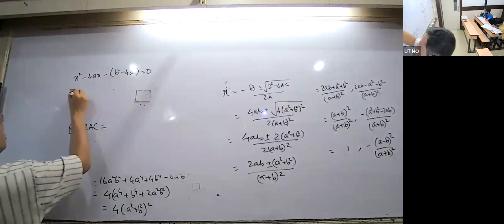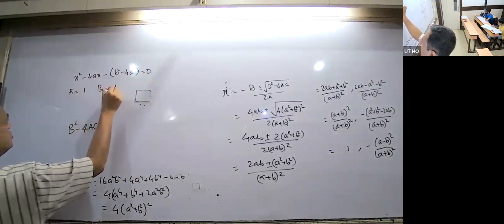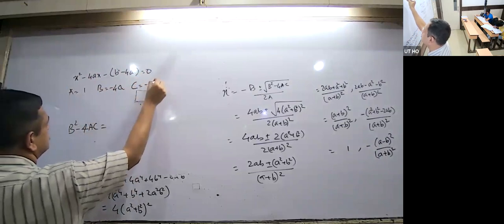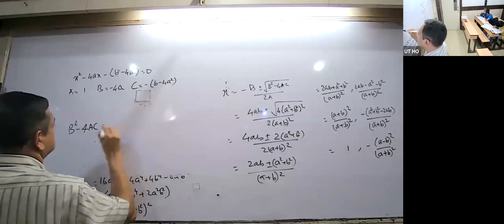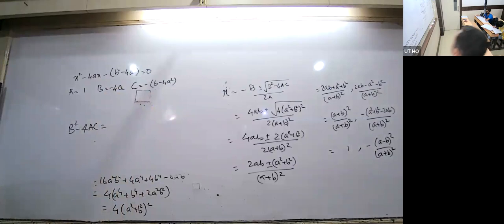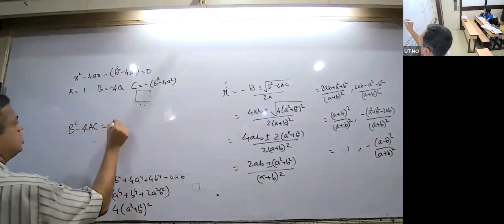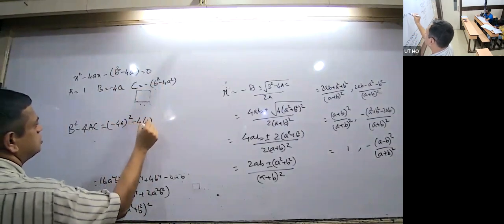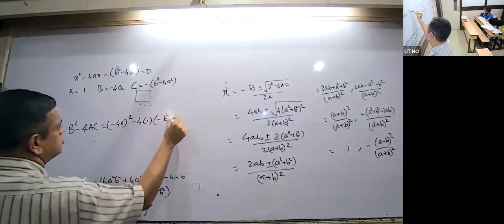So here A is equal to how much percent? B is equal to minus 4A. C is equal to minus B square minus 4A. Minus of B square minus, sorry, B minus 4A square, no? B square, B square. Minus 4a all square minus 4 times 1 times minus b square minus 4a square.